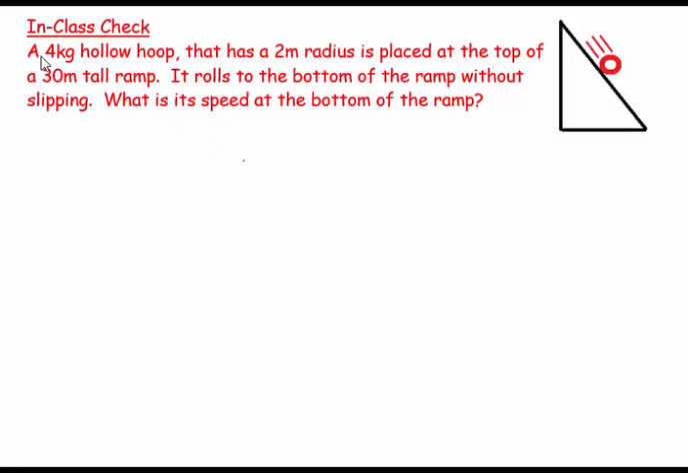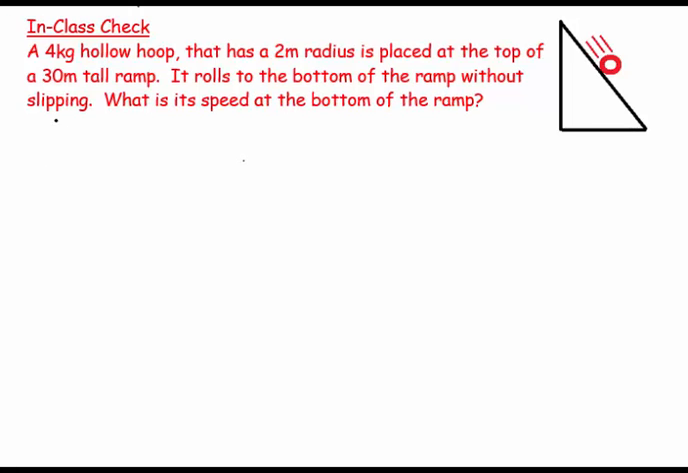Welcome. This question says a 4 kilogram hollow hoop that has a 2 meter radius is placed at the top of a 30-meter tall ramp. It rolls to the bottom of the ramp without slipping. What is its speed at the bottom of the ramp?